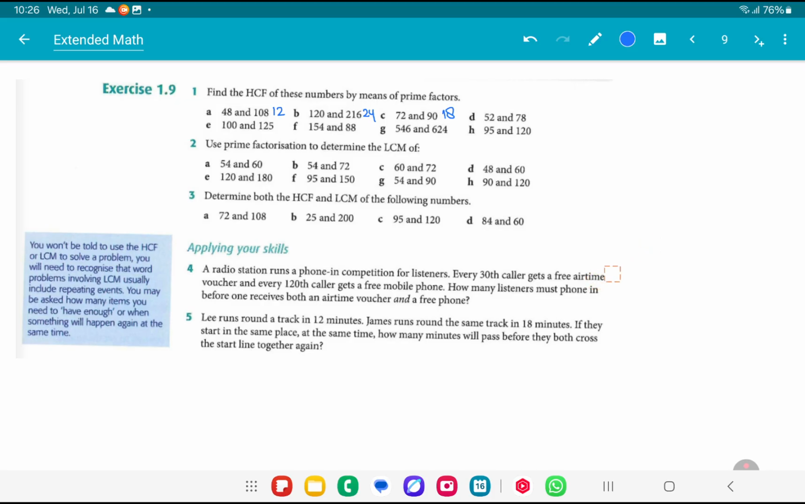We continue with question D. 52, 2 and 26, and then 2 and 13. We get 2 square times 13. For number 78, we divide by 2, 39, 3, and 13. So we get 2 times 3 times 13. For the highest common factor, we both get 2 and 13. So the answer is 26.